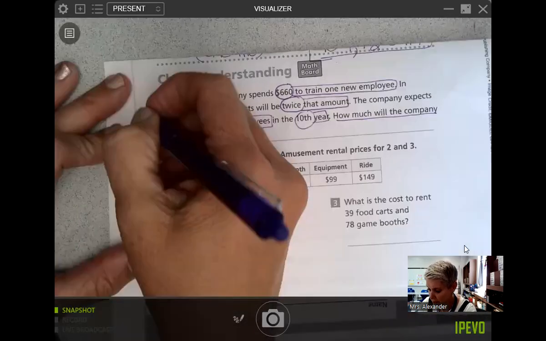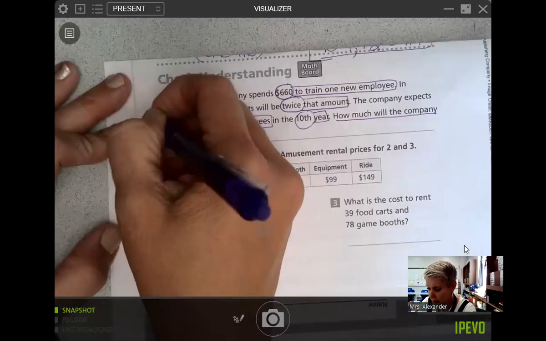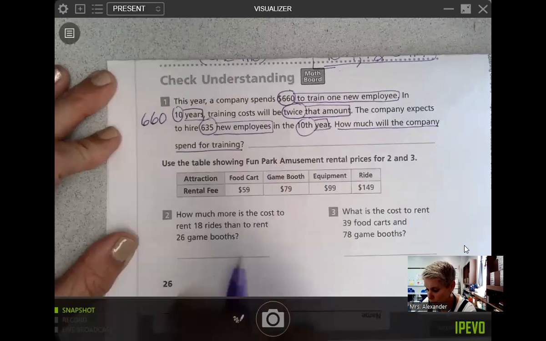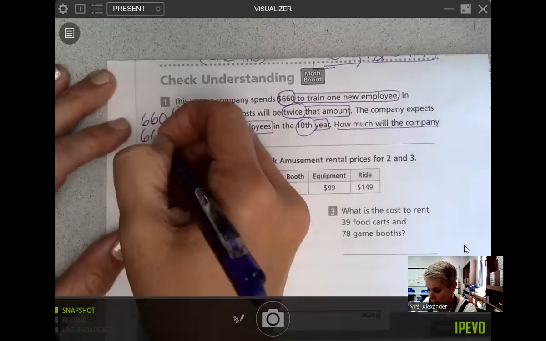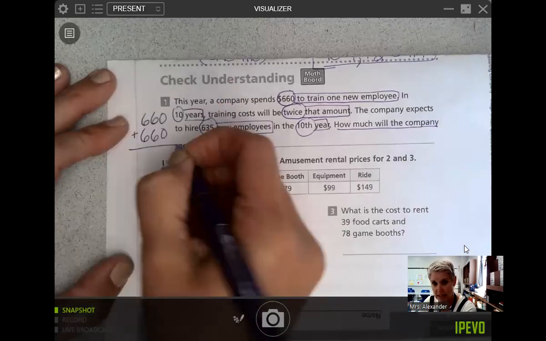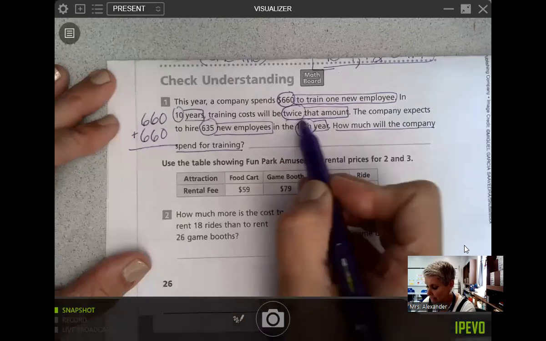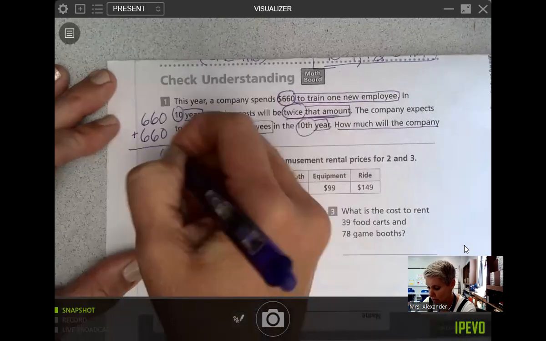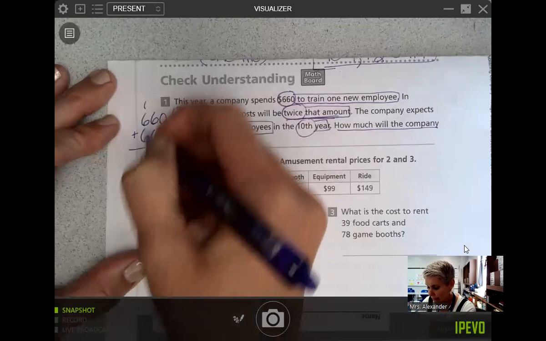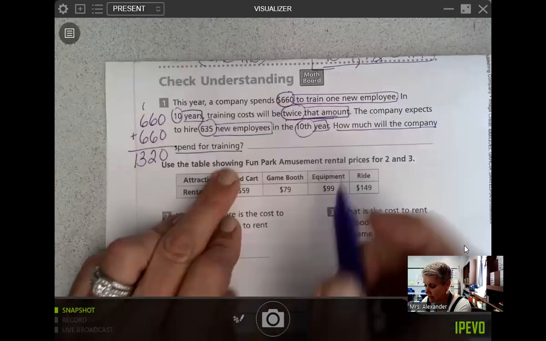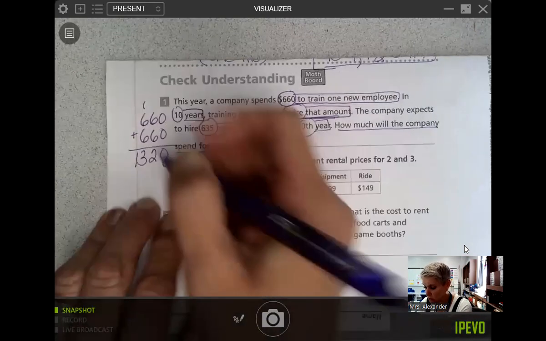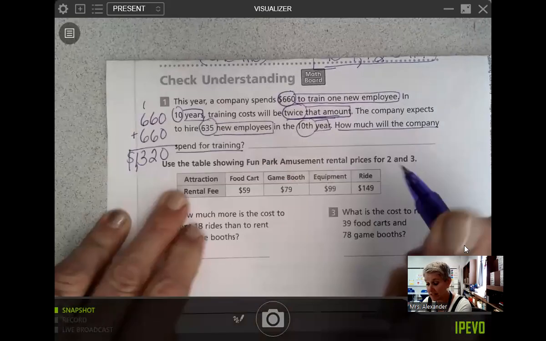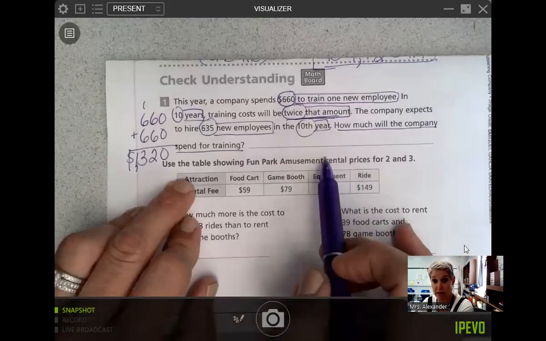So if I think about 660, I can do 660 times 2. I can do 660 plus 660. I'm finding twice the amount now. So I'm going to do the adding. So that means in the 10th year, it's going to cost $1,320 to train an employee.